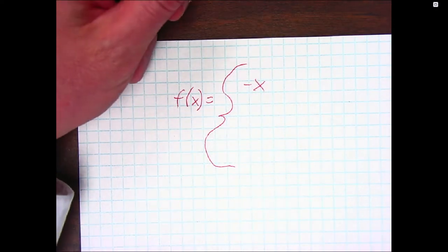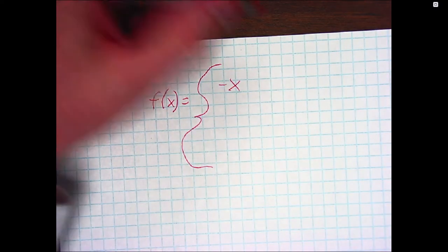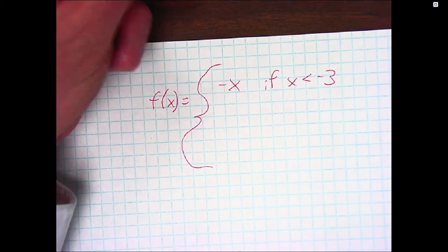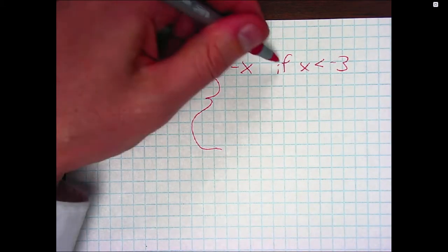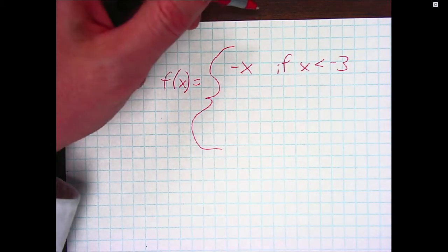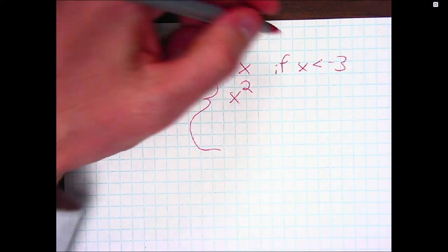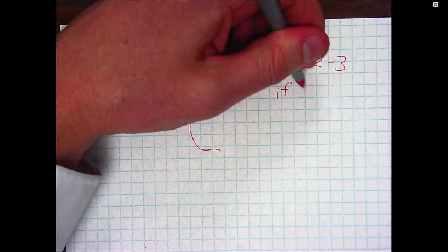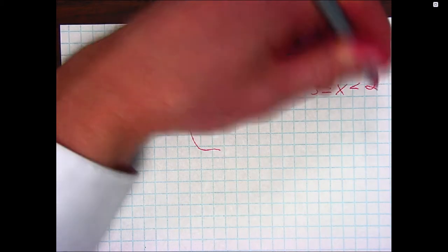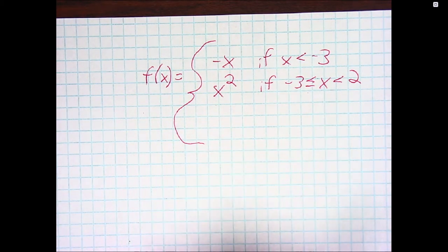And so my first rule is f of x equals negative x, but I'm only going to use that if x is less than negative 3. Sometimes you'll see the word if, sometimes they'll just put a comma, and that's sort of implied that that's when you use that rule. The next rule is x squared. I'm going to use that if x is between negative 3 and 2. Right? Notice this one has an equal bar, this one doesn't.